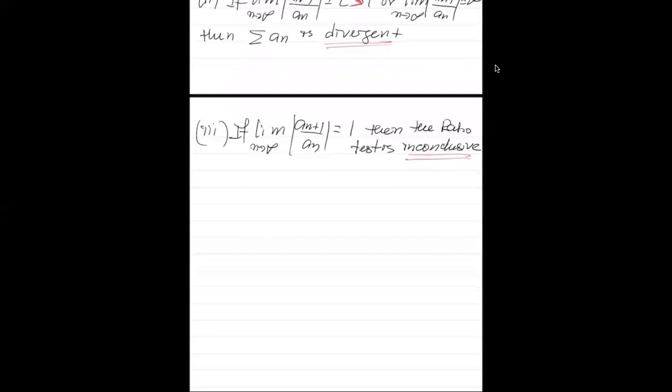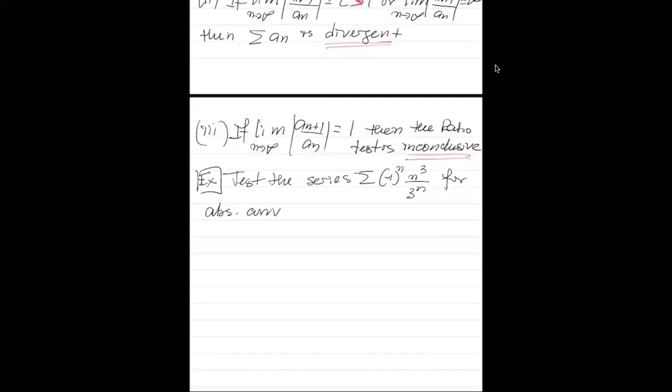All right, example. Test the series sigma of -1 to the nth power times n to the third over 3 to the n. Test this for absolute convergence. We're going to use the ratio test. Let's write the nth term: -1 to the nth power, n to the third over 3 to the nth. And now make that ratio, and then we'll take the limit afterwards.